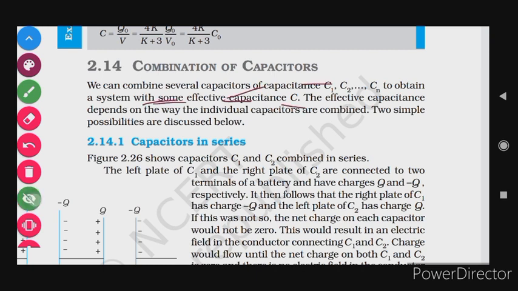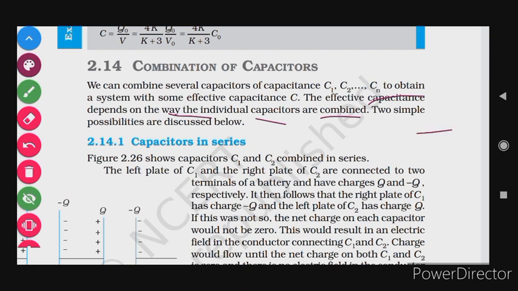So let's start. We can combine several capacitors of capacitance C1, C2 up to Cn to obtain a system with some effective capacitance C. If we are given n number of capacitors, we combine them to form a system of capacitors, and there will be an effective capacitance of all the capacitors. The effective capacitance depends on the way the individual capacitors are combined. Obviously the effective capacitance depends on how we combine the capacitors, either in series or in parallel or a combination of both. That will give us the value of the effective capacitance.